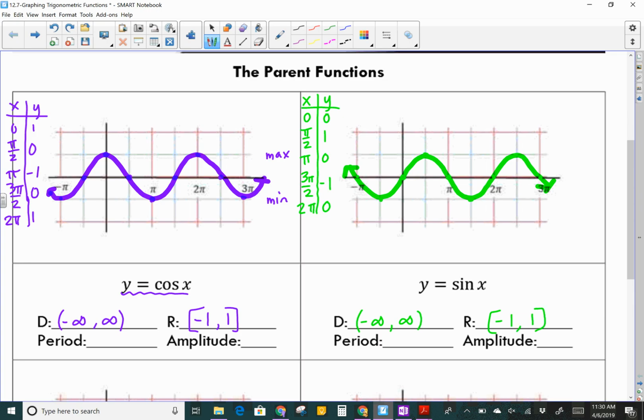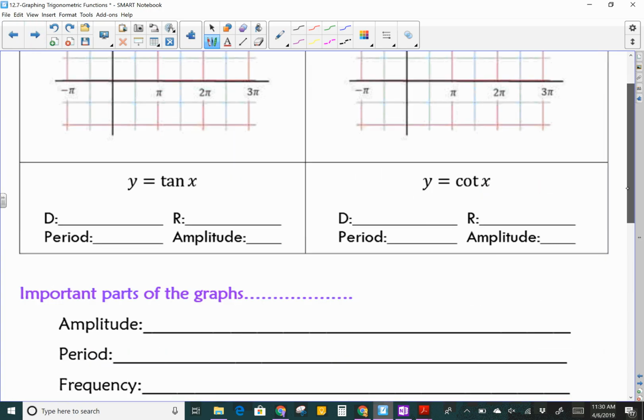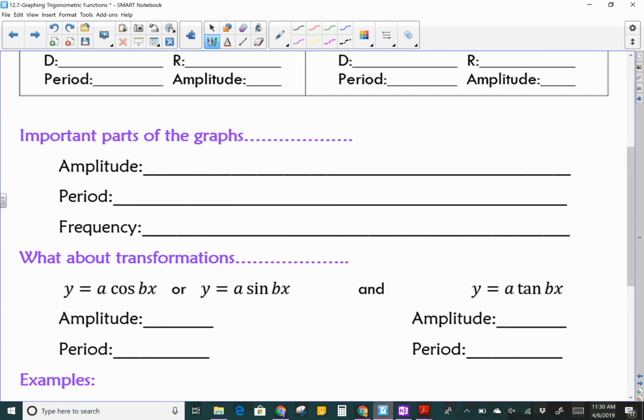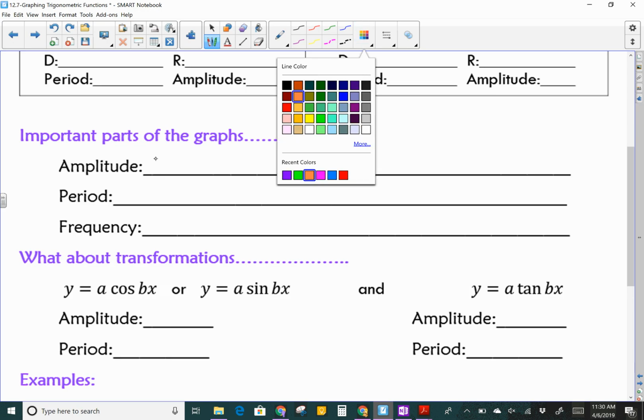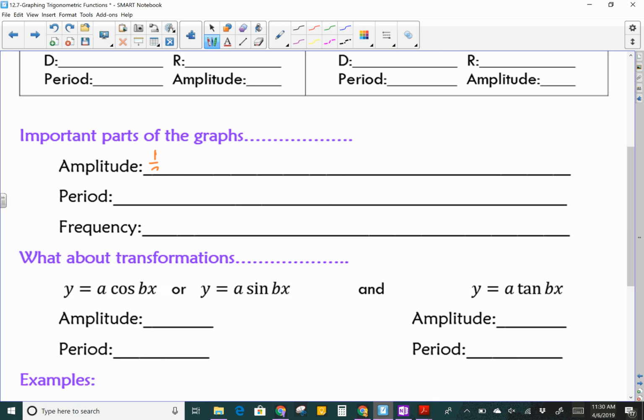Okay. So, some important things that we want to talk about on this graph. I got to turn to page 2, on the next page of your note sheet. All those above are, like I said, the parent functions. These graphs go on forever and ever, and they all have what we call an amplitude, a period, and a frequency. So I'm going to talk about what those things are. Amplitude is defined as 1/2 the difference of the max and the min.